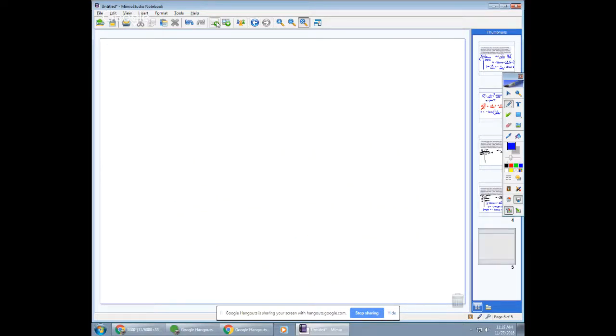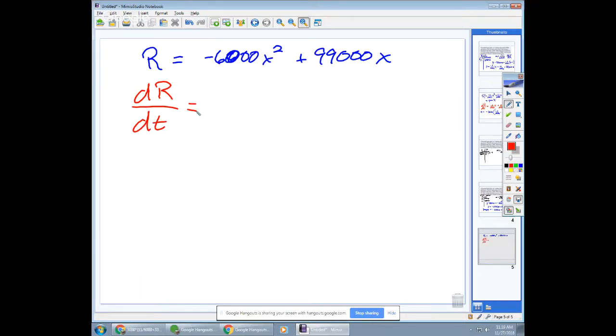So now we have revenue is equal to -6,000 X squared plus 99,000 X. And you set that to 0. No, we gotta take the derivative. I did take the derivative. It's gonna be -12,000 X plus 99,000. Then you set it to 0. Now we set it to 0.